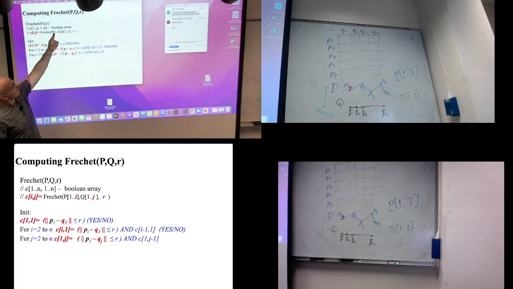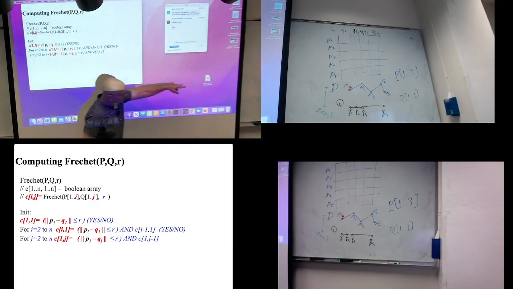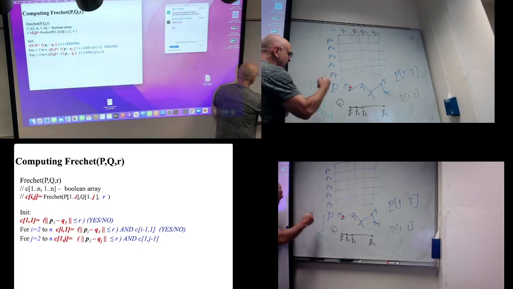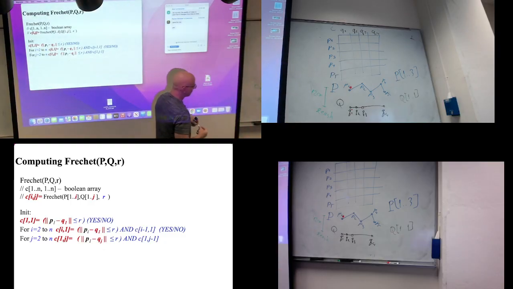Let's look at the Fréchet distance between P11 and Q11 with R. R here is, what do you think it is? I think that it's about 12 centimeters. Let's say that's 12 centimeters. What do I do here? What do you think P11 should be?